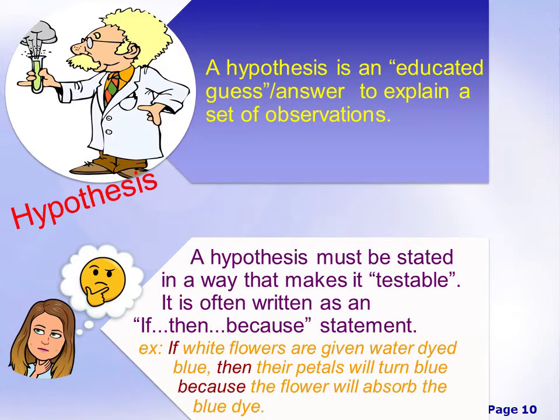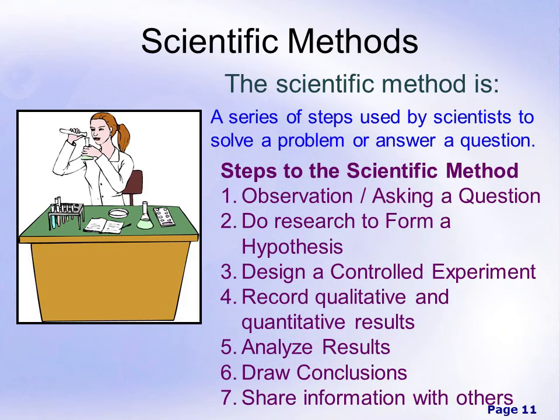called a hypothesis. Now, the scientific method helps us to test our hypothesis through experiment and helps us create a theory that is a statement of what we think is true. The steps in the scientific method include observation, or asking a question, do research to form a hypothesis, design a controlled experiment, record qualitative and quantitative results.